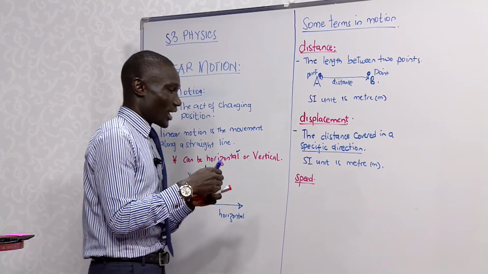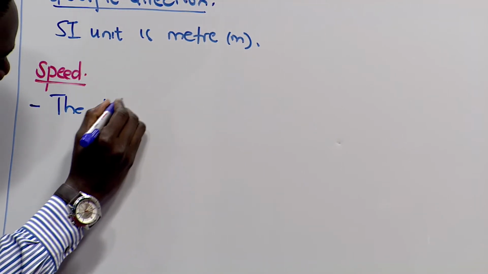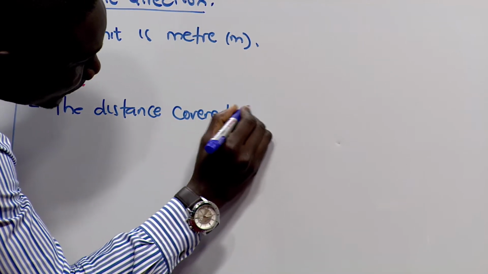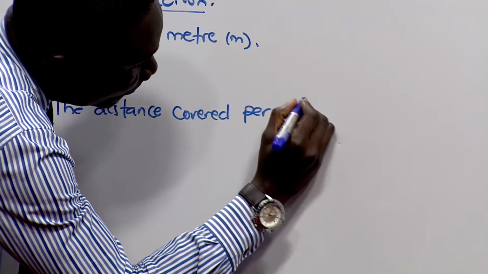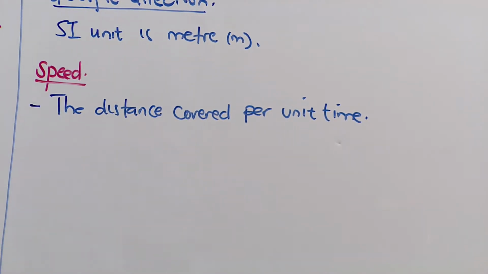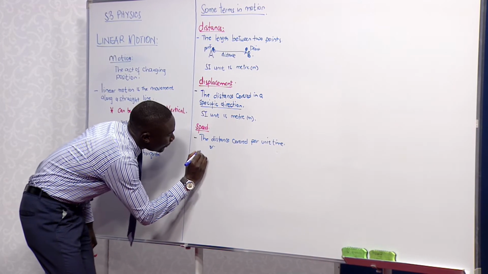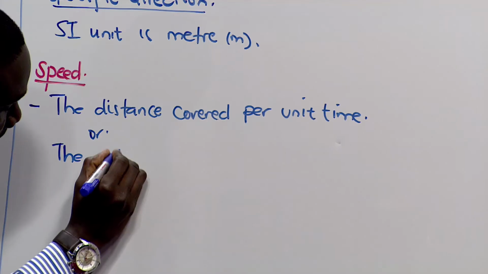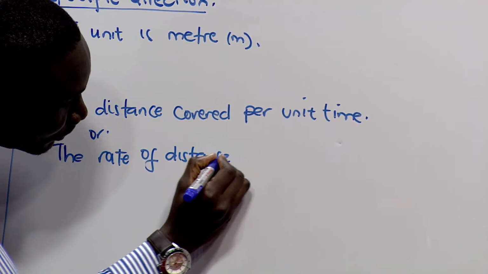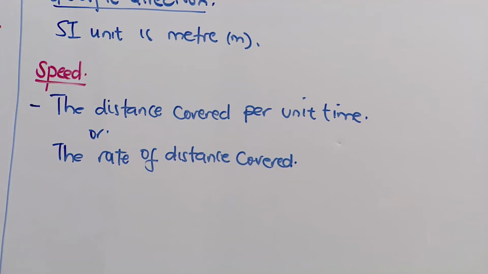Let's write that definition down. The distance covered per unit time. That is speed, the distance covered per unit time. Or, the rate of distance covered.